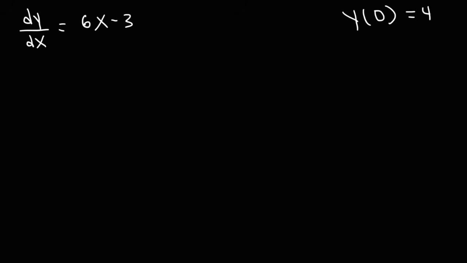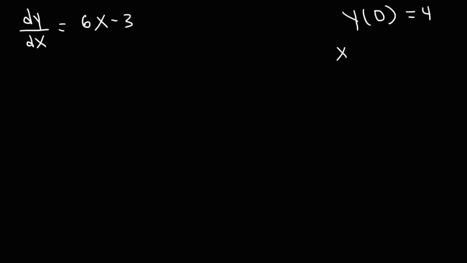In this video, we're going to talk about how to solve the initial value problem as it relates to differential equations. So let's start with this example problem. Let's say that dy over dx is equal to 6x minus 3.